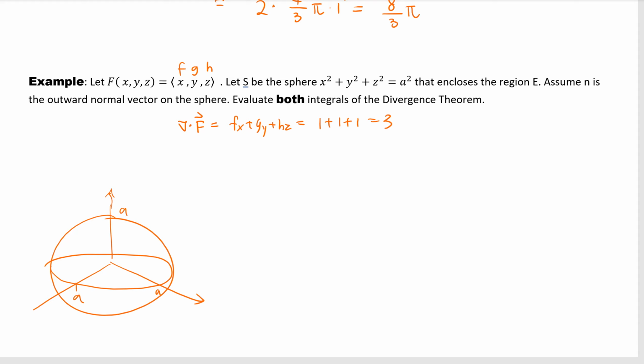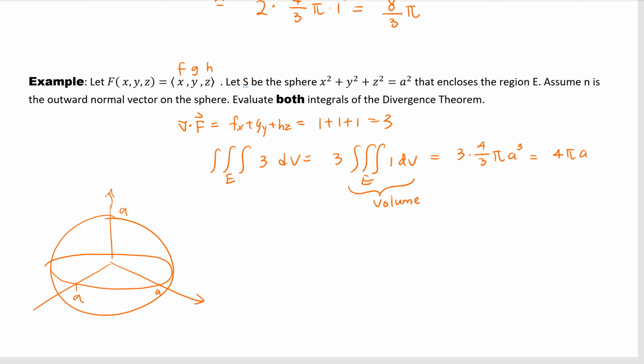And we know this is the ball with radius a, so the triple integral on the solid E of the divergence is 3 dV. We can pull out the 3. Nice. This is just the volume of the ball. The volume of the ball is 4/3 pi r cubed, where r is a, so the answer is 4 pi a cubed. So far so good. This is the triple integral on the solid E.